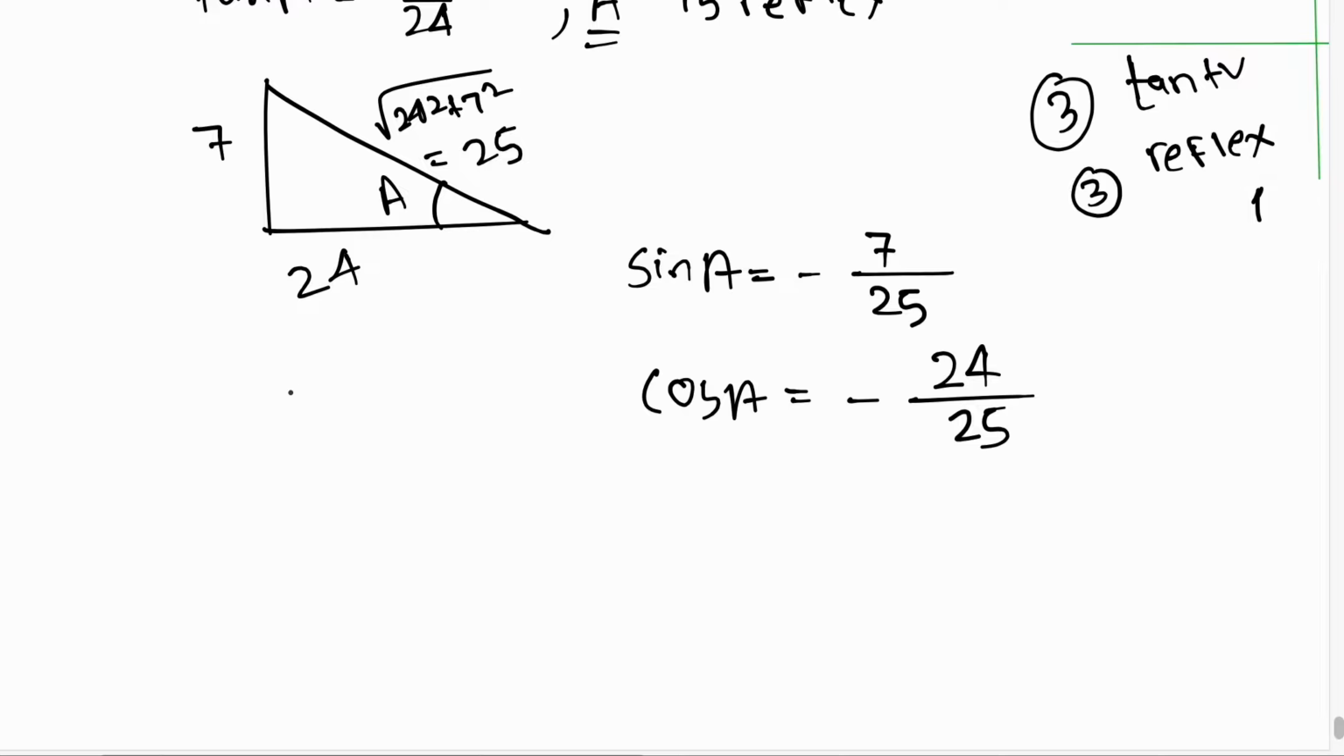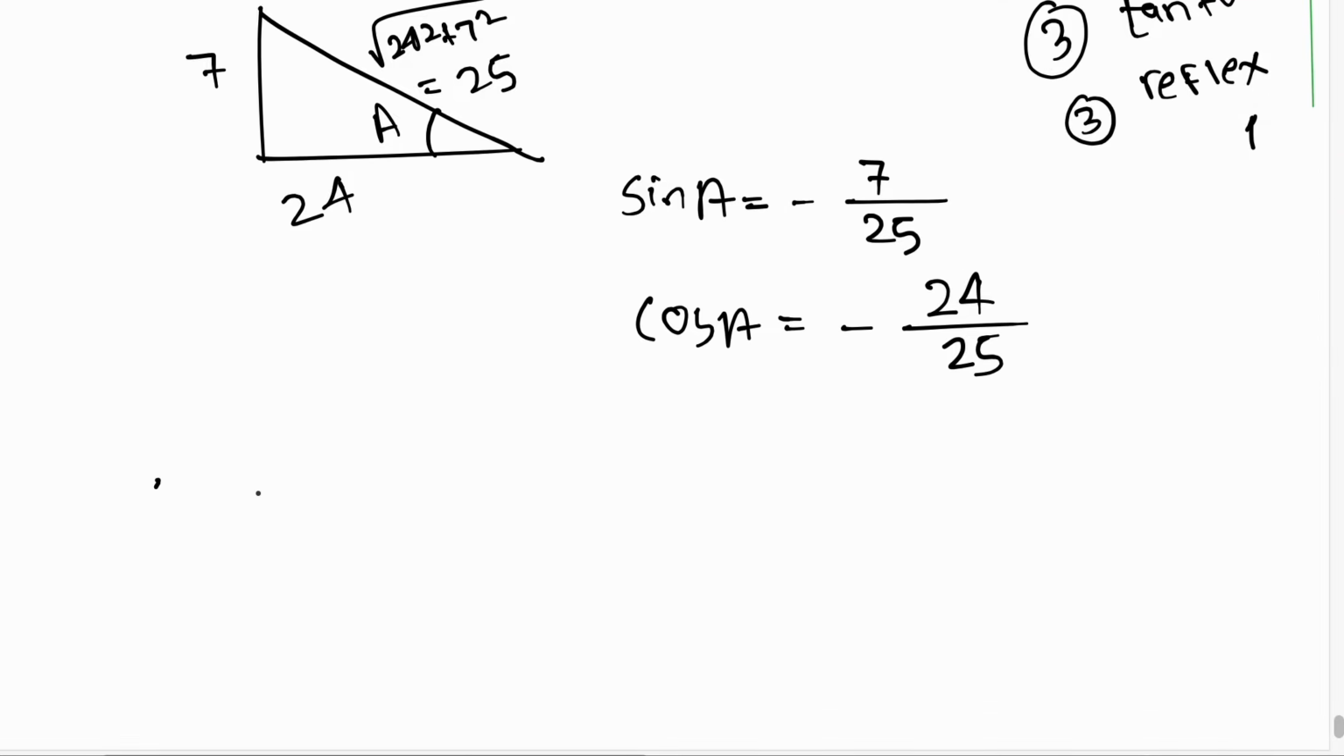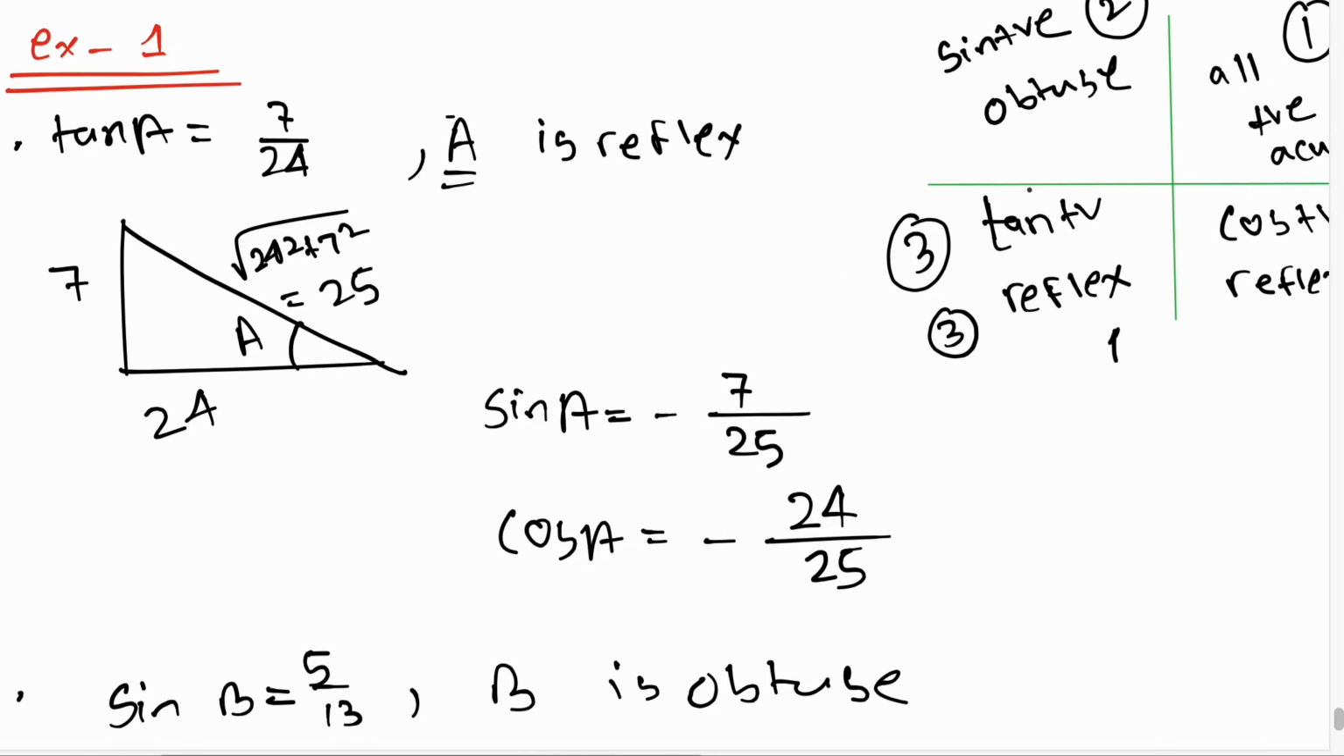It's easy. Another example, example number 2, for example, sine B is equal to 5 by 13, and I told you B is obtuse. B is obtuse. First of all, obtuse is in second quadrant and sine is positive.